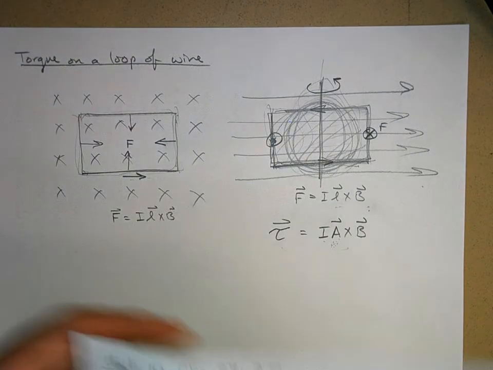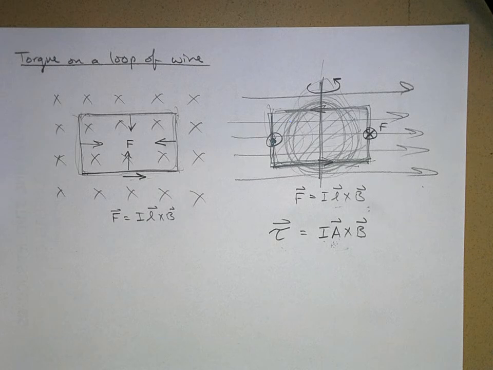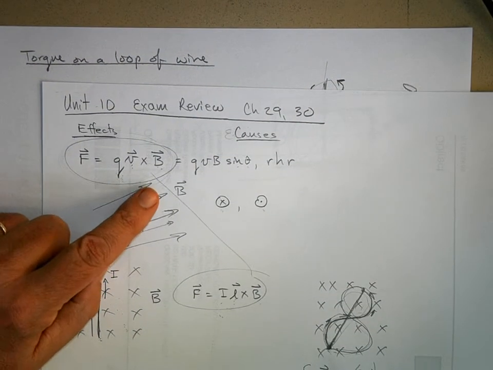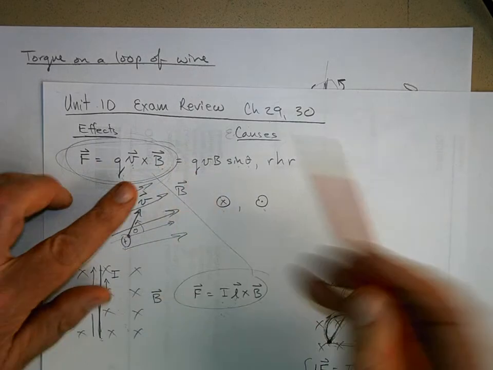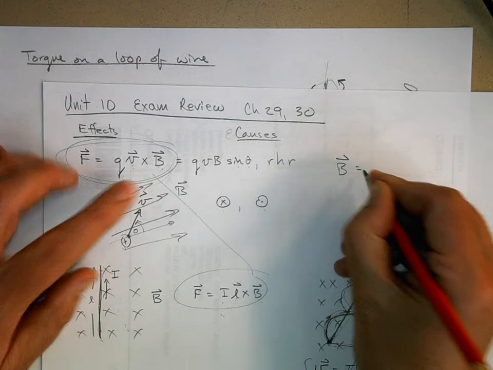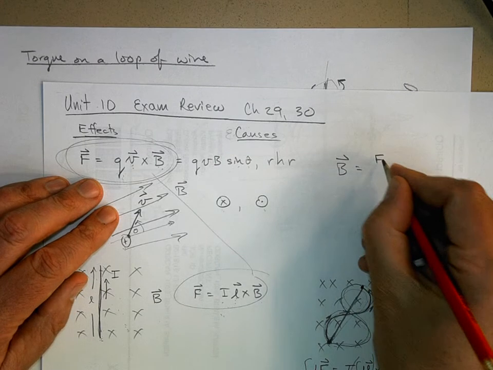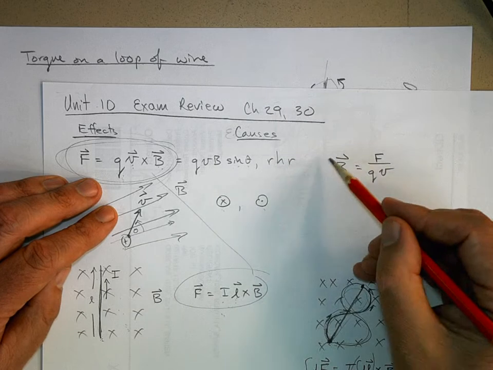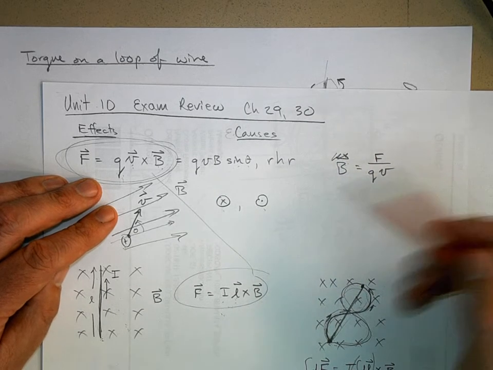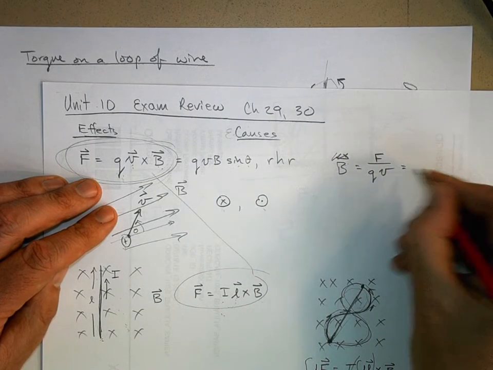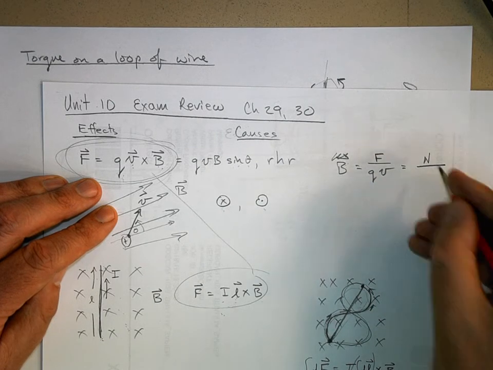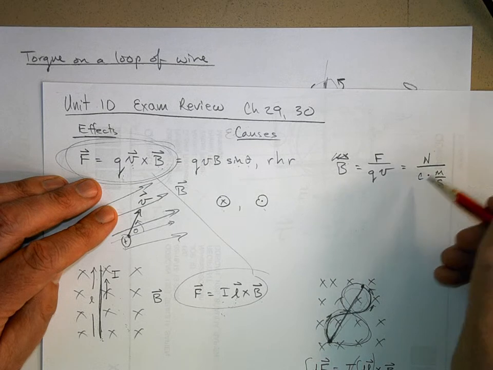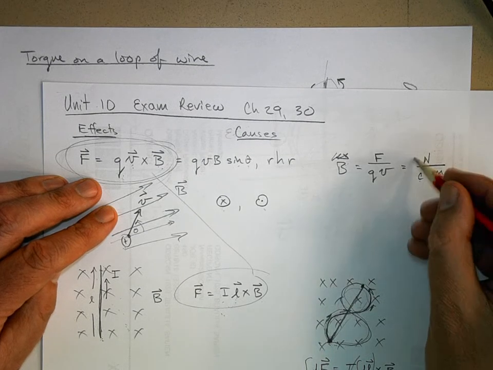We have this equation right here for force. Well, you could take this equation and solve it for B. So B equals F over QV. All right, and let's not worry about the vector nature of it. Let's just look at the units here. This is units of newtons, and this is coulombs, meters per second. And a newton per coulomb meter per second is called a Tesla.